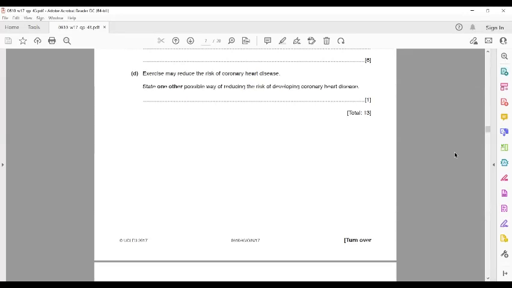Exercise may reduce the risk of coronary heart disease. State one other possible way of reducing the risk of developing coronary heart disease. Okay. Stopping smoking is one, and you will get full marks because only one is necessary, but you can also write reduce salt or cholesterol. You can reduce stress. If medication is required, you can use proper medicine. Don't drink alcohol. Yeah, these are the possible answers. Only pick one of them and write it.